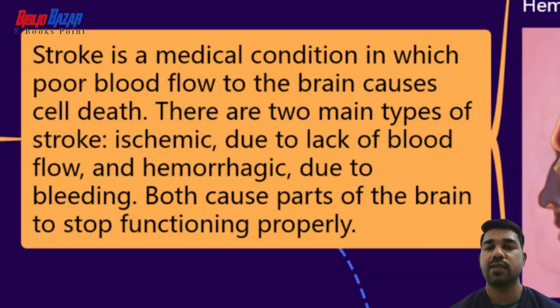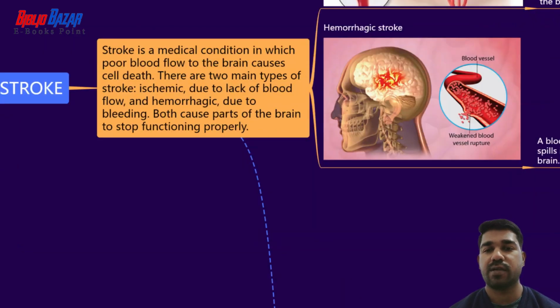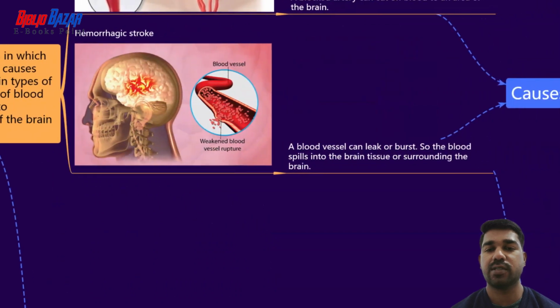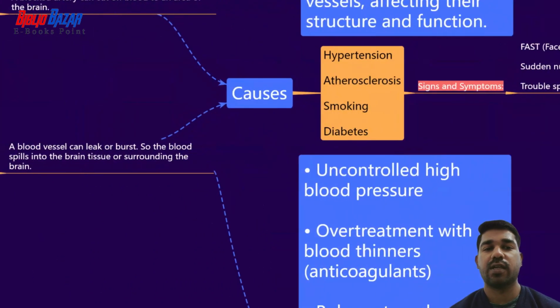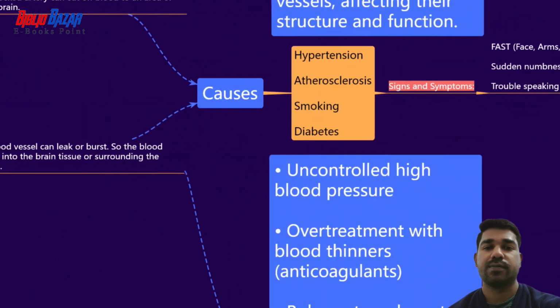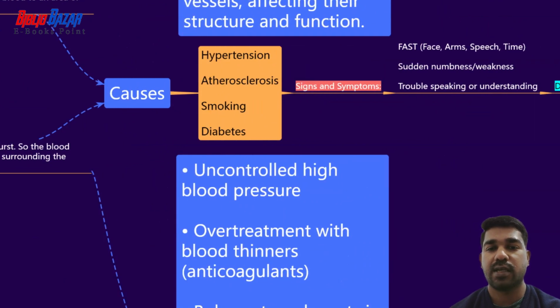Stroke is a medical condition in which a lack of blood flow to the brain causes cell death. There are two main types of stroke: ischemic and hemorrhagic. Both can cause brain damage. The main causes of stroke are hypertension, atherosclerosis, smoking, and diabetes. We will discuss hemorrhagic and ischemic stroke later. Initially, we will discuss the common factors.